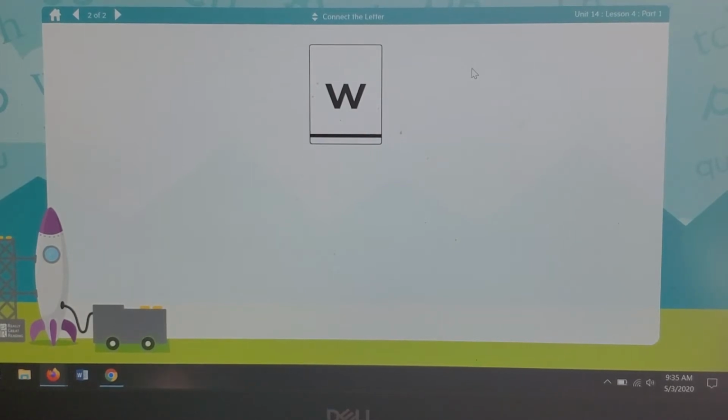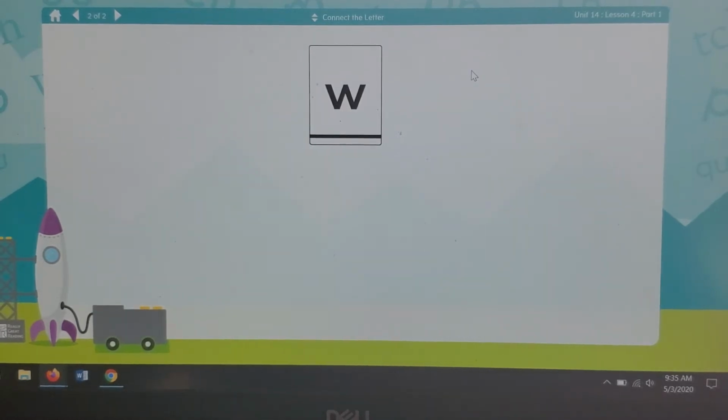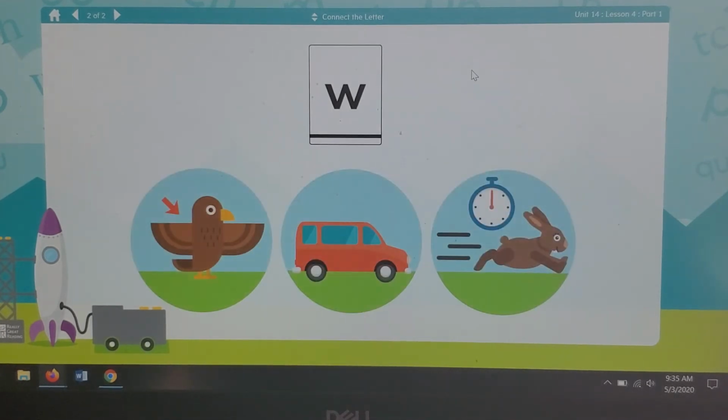W is correct. Now we need to find the picture that begins with the W sound. Listen carefully to the three pictures. Zero, wig, volcano. Which one begins with W? Wig is correct. Next, we have wing, van, quick. Which one begins with W? Wing is correct.